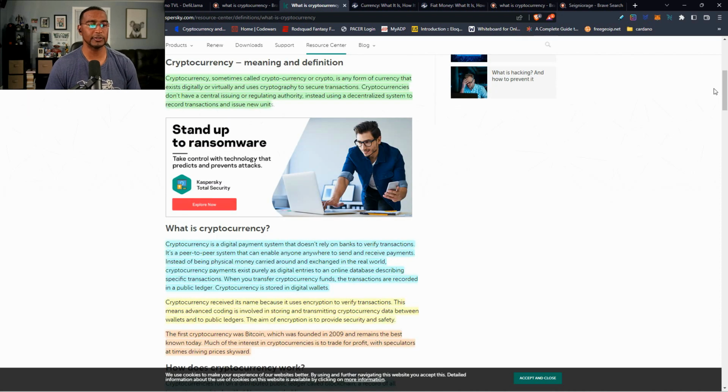Cryptocurrency, sometimes called crypto, is any form of currency that exists digitally or virtually and uses cryptography to secure transactions. Cryptocurrencies don't have a central issuing regulatory authority, instead using a decentralized system to record transactions. We already said that. So cryptocurrency, as we get into the definition of currency later on, I'm not too sure we can actually call it currency because there's not too many options to pay for it, especially in the US, for debt and or services or products, right? That's not what's happening right now.